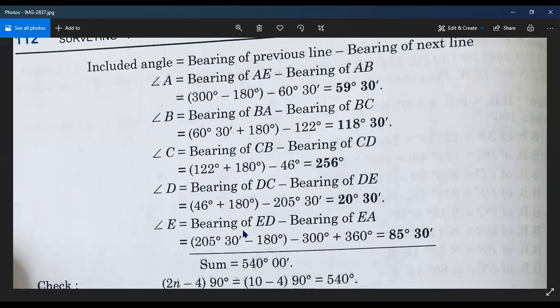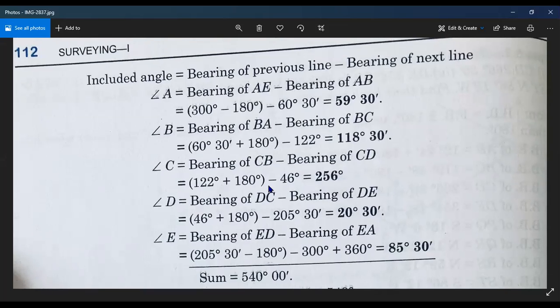So like this, you have to calculate all the included angles. To calculate included angles, you use the bearing of the previous line minus the bearing of the next line. You will get the included angle at that point. Okay.